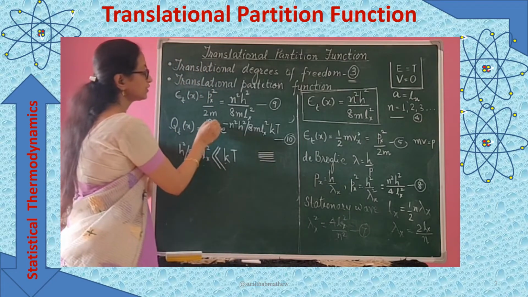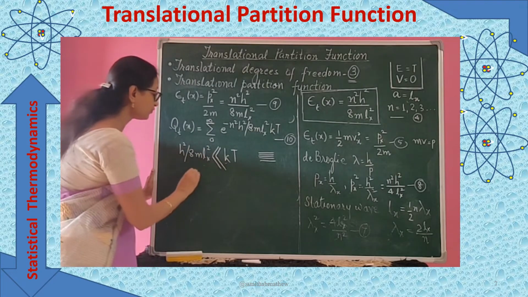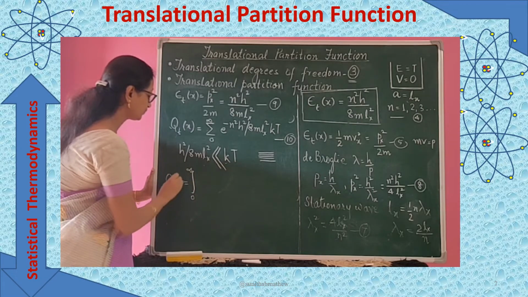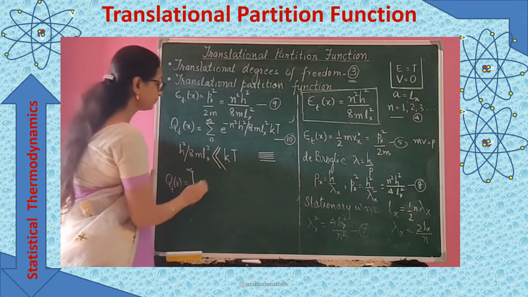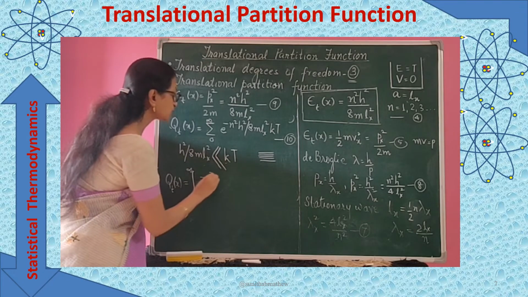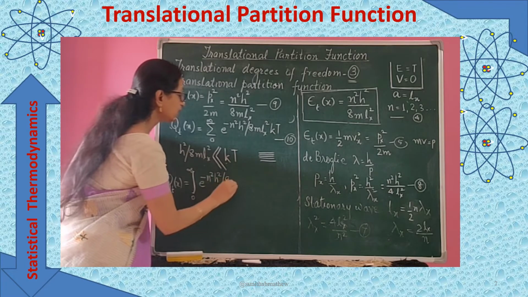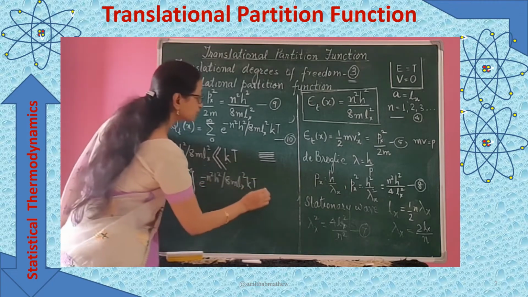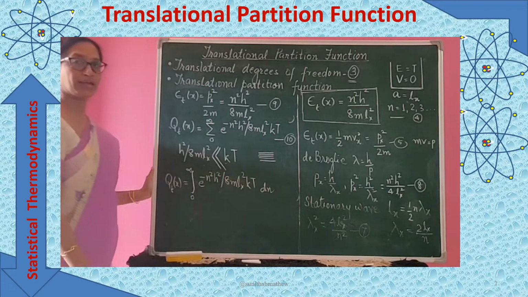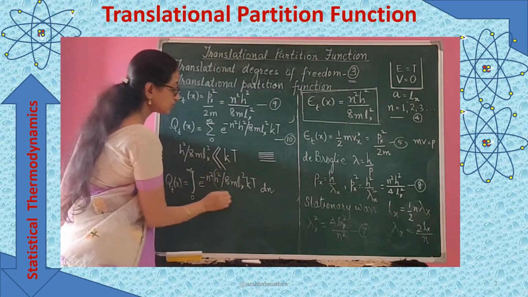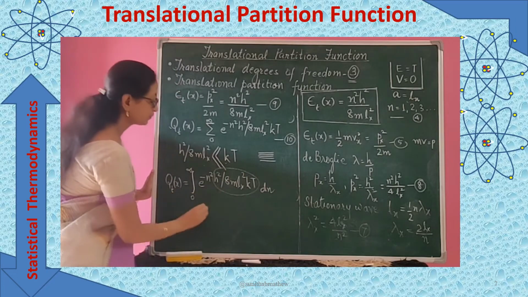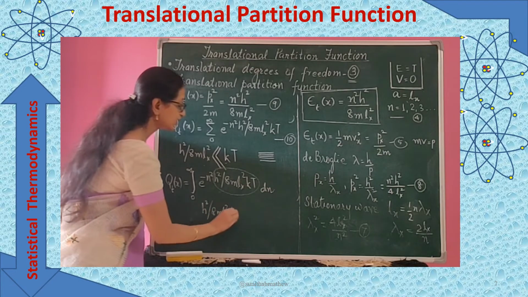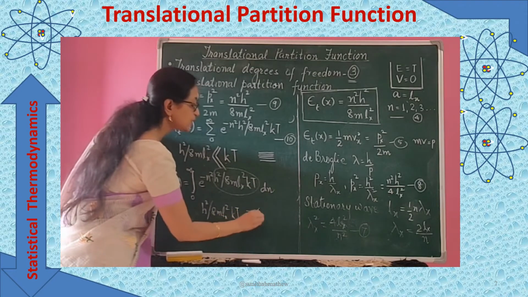So we can convert this summation, or we can write this summation in the form of integration. So we will replace summation by integration. We will have e to the power minus n square h square upon 8m Lx square kt, and here the integration will be with respect to n. Now these terms are constant for a given particle, so we can write h square upon 8m Lx square kt as a single term. Let us represent it by alpha.